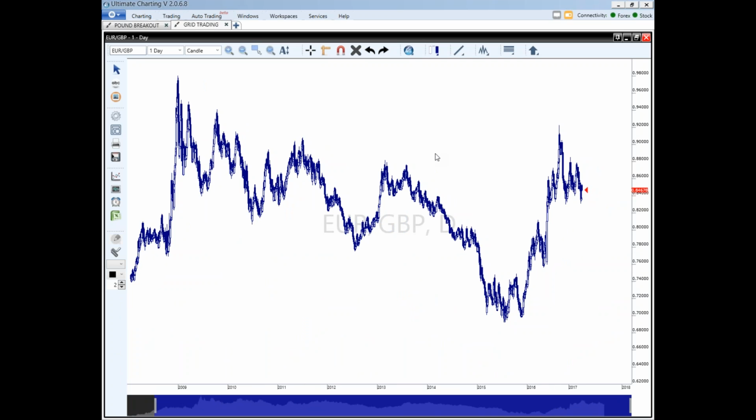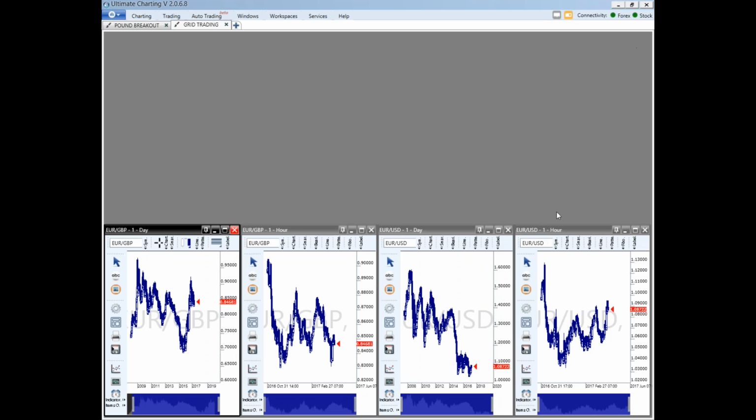So let's take a look at the next 2 pairs, the euro pound and the euro US dollar, on what, 15-minute time frames, or do you want to keep the 1-hour time frame? What do you guys want to do? What time frame do you want to see these levels on? What time frame would you like to see these levels on?